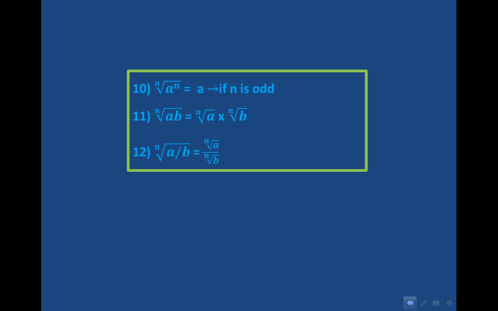The nth root of a multiplied by b equals the nth root of a times the nth root of b, and the nth root of a over b equals the nth root of a over the nth root of b.